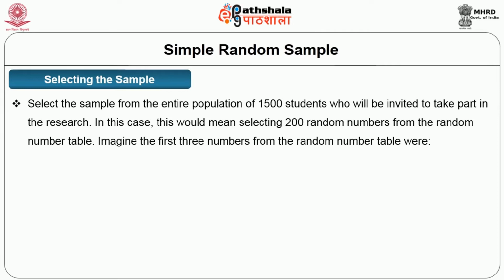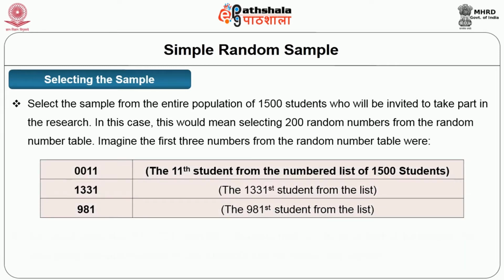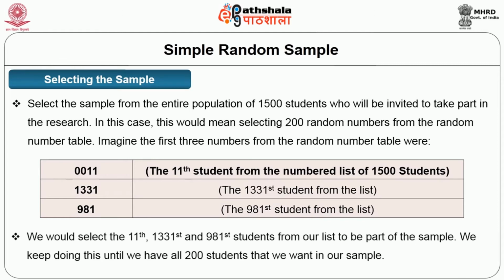Imagine the first three numbers from the random number table were 0011, that is the 11th student from the numbered list of 1500, 1331, the 1331st student from the list, 981, the 981st student from the list. We would select the 11th, 1331st and 981st students from our list to be part of the sample. We keep doing this until we have all 200 students that we want in our sample.